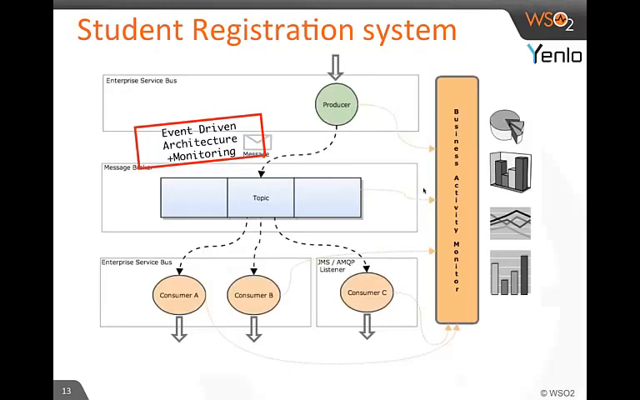We're also monitoring the topics. So as soon as a student message comes into the topic, the business activity monitor will pick up that message as well, since it is a consumer of the topic. And of course, we've built monitoring into the consumers by using BAM streams. As soon as a consumer picks up a message from the topic, it will send that message to the business activity monitor as well. So from here we have end-to-end monitoring.